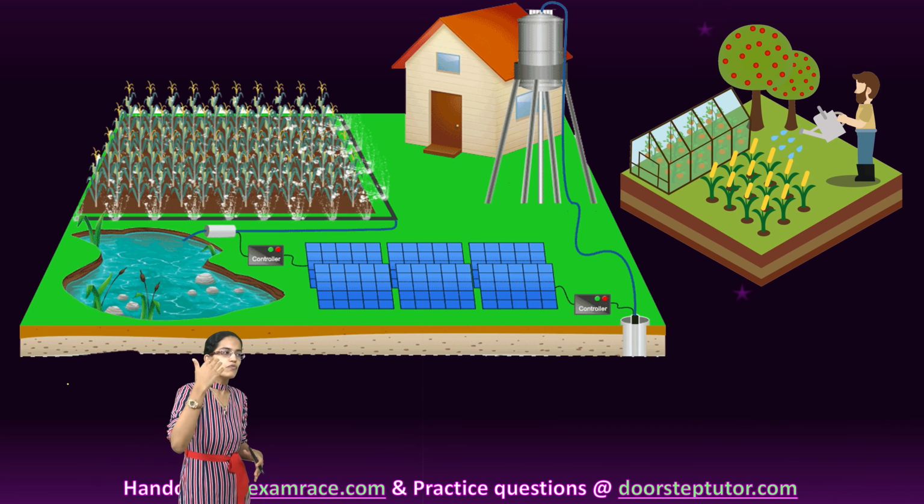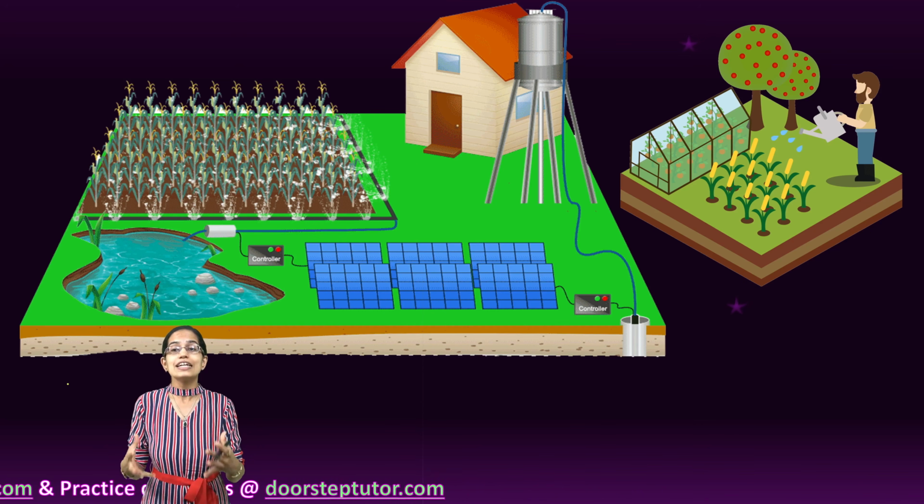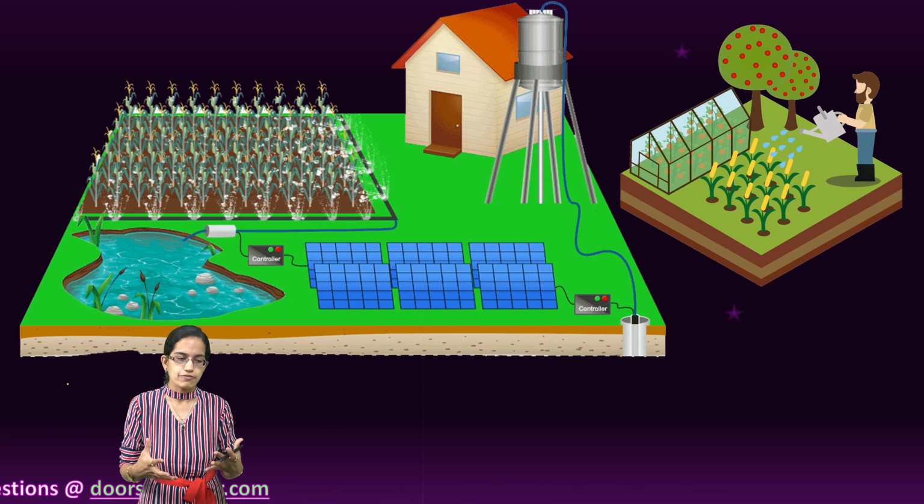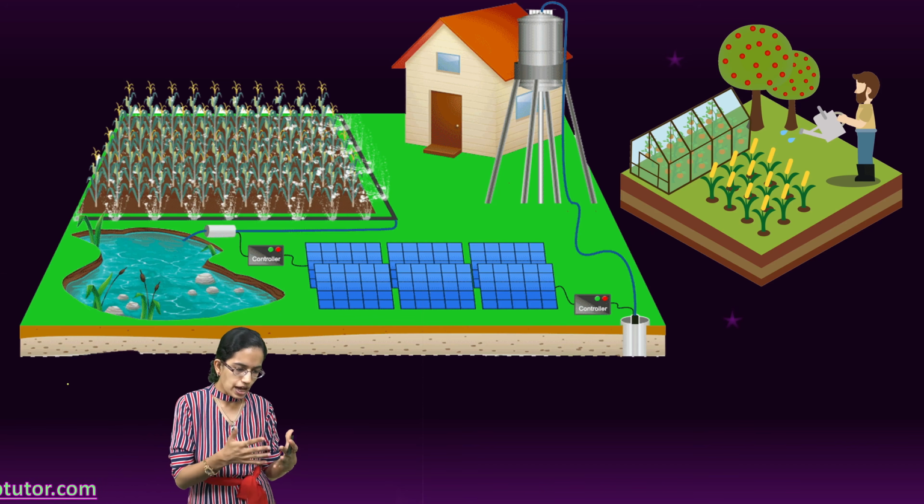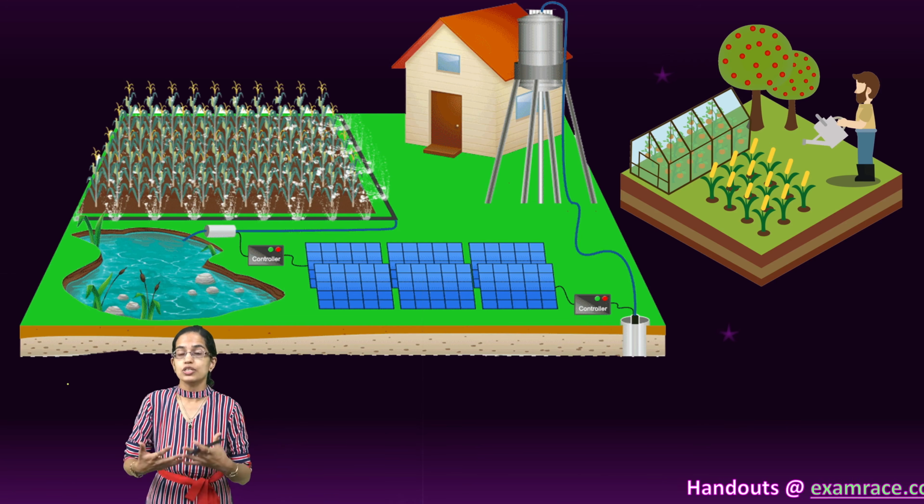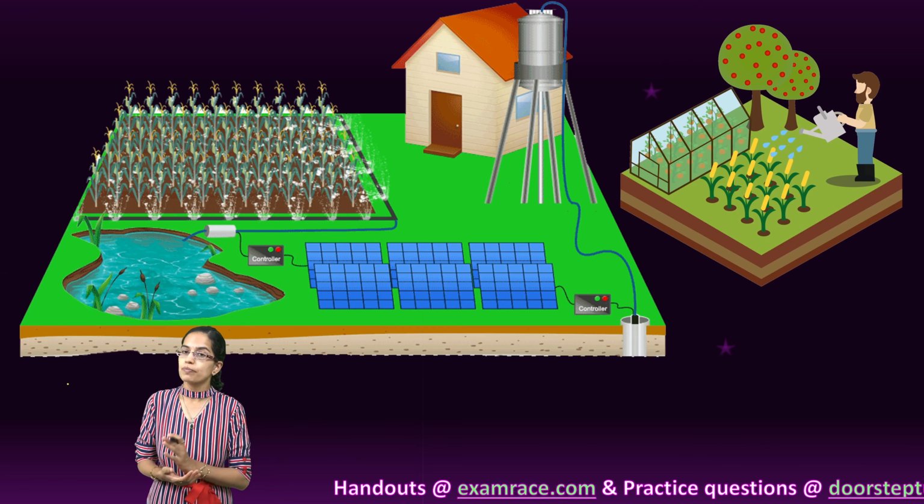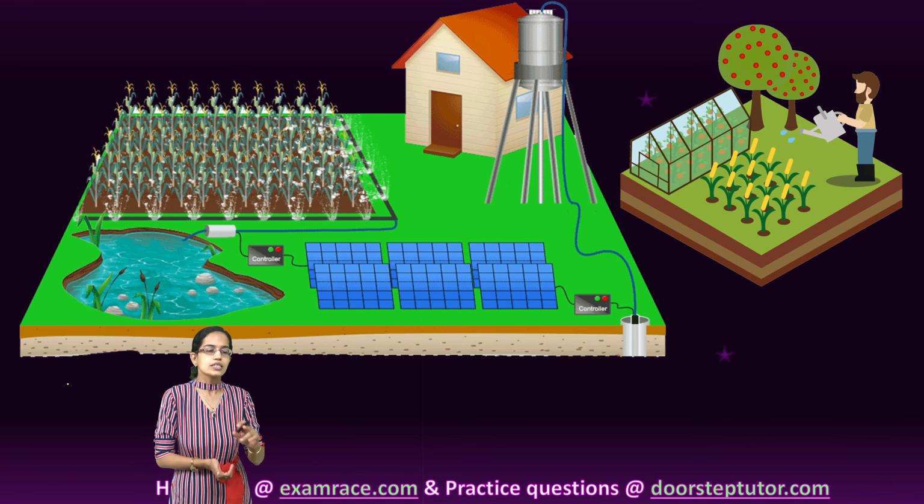Now, even with the green revolution, we have seen that a lot of high yielding variety seeds and crops have been used. These high yielding variety crops require regular irrigation. For regular irrigation, we need to have a constant supply of water, and how we maintain that constant supply of water is a big question.